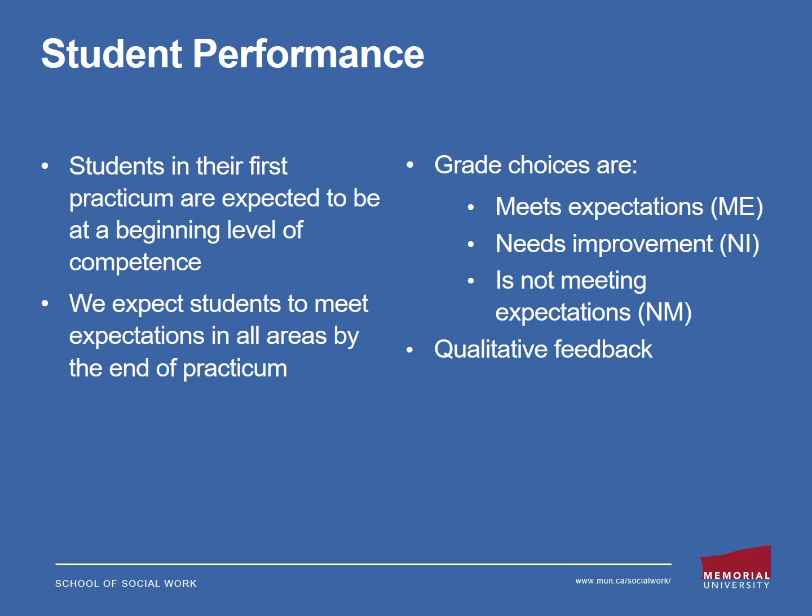Let's talk a bit about the rating scale that we use on the midterm and final evaluation. As you know with the learning contract, the midterm and final is all built in. It is a living document that we use, and it is the one document that has everything in it, the learning contract, the midterm, and the final. So basically, in the first practicum, BSW students are expected to be at a beginning level of competence. However, by the end of the practicum, we expect students to meet all the expectations in all the areas.